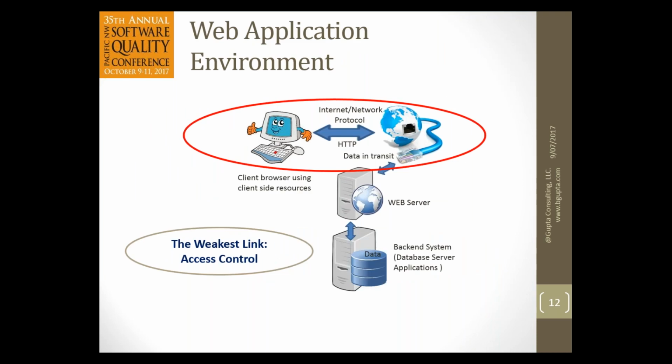It's a very simple diagram here which shows how the data flows. You have the client on this side, and you go over a network using some kind of protocol, and then you have a web server which interacts with the backend. You can have any applications at the backend. This is how normally a web application environment is set up. Now, like I emphasized before, the weakest link is access control. A lot of vulnerabilities come or happen due to access control.